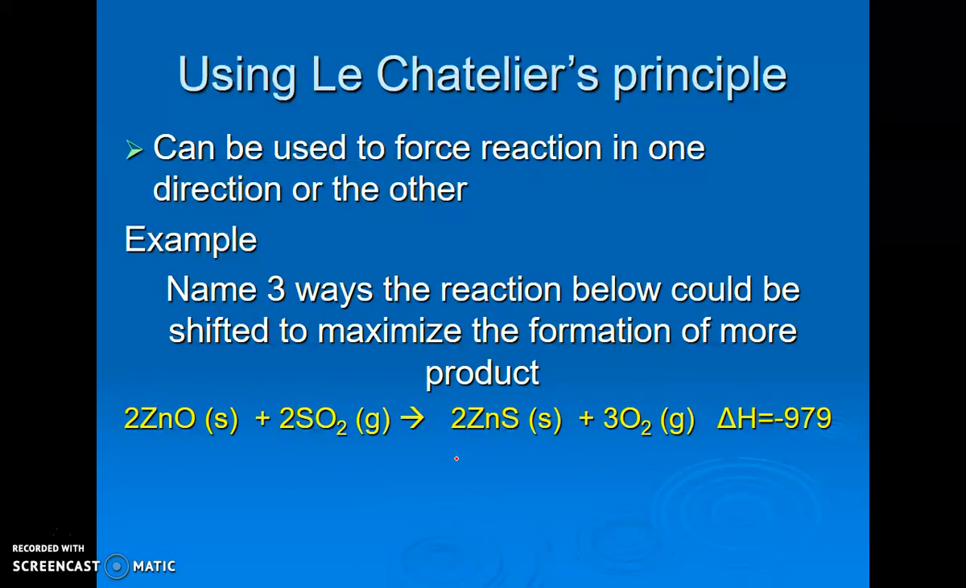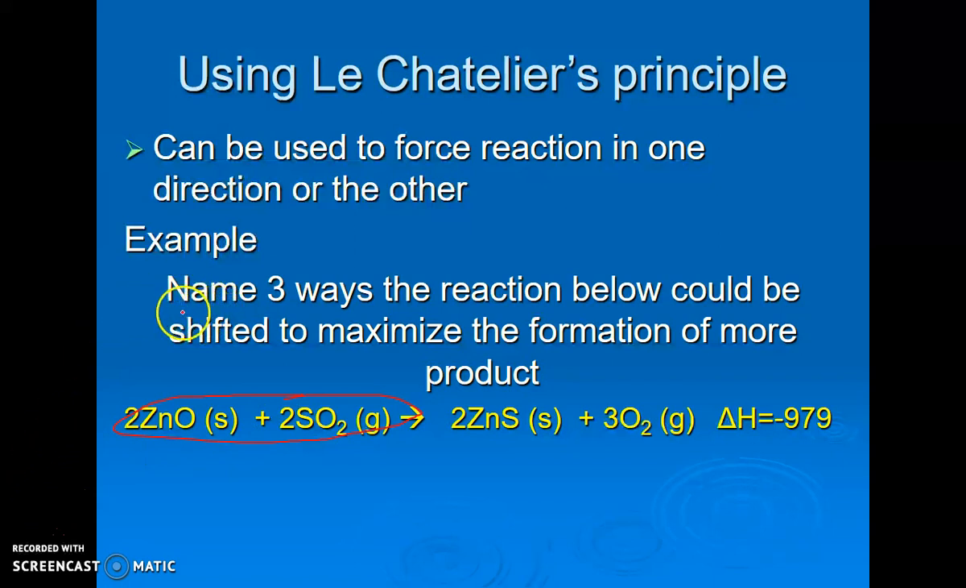Okay. Now, what Le Chatelier's principle is used to do is force a reaction to go in the direction you want it to go, right? So sometimes the K, let's say for example, the K for this reaction was less than 1. That means it stays towards the reactants, okay? But you want to make a lot of the products. So you can use Le Chatelier's principle to shift reactions in particular directions.